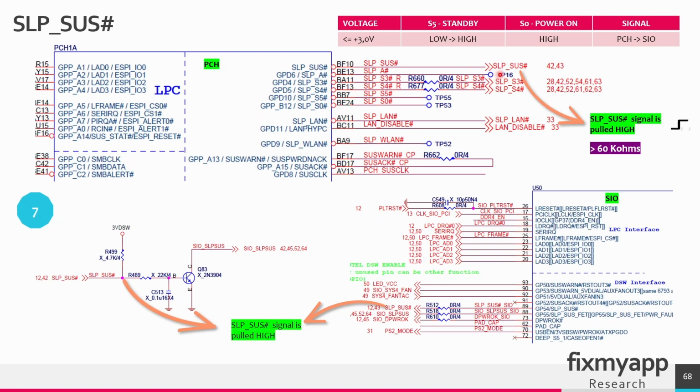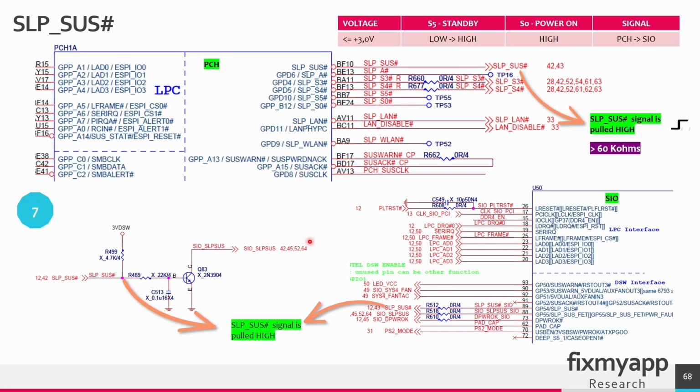The SLP stands for sleep and the SUS stands for suspend. So the sleep suspend is a power management signal used to indicate that the system is entering a low power state, such as state S3, that is sleep, S4 is hibernate, and S5 is soft off. The PCH or the SIO chip can trigger a reset signal by pulling this signal to low. The sleep suspend signal is a very important signal that comes from the PCH because it can trigger a reset signal.